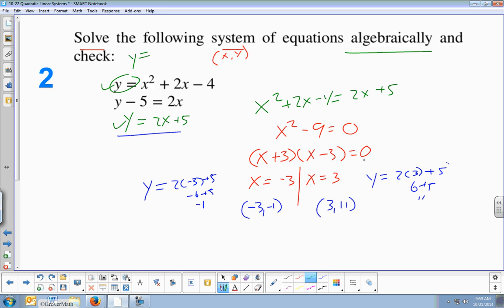What can make this problem challenging is the factoring step here. It could be AC factoring, it could be a trinomial, there's a lot of ways that could go. So you have a little bit of factoring practice to do there. And then just substitute to find the missing value.